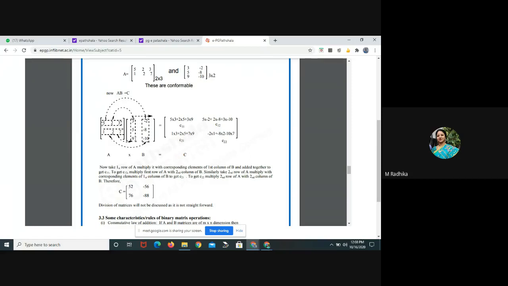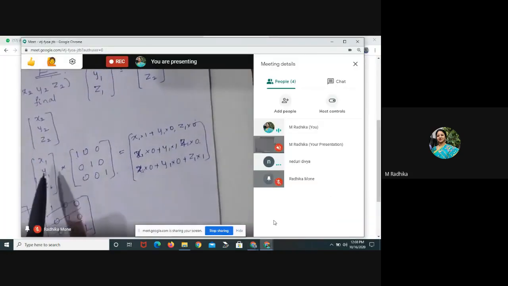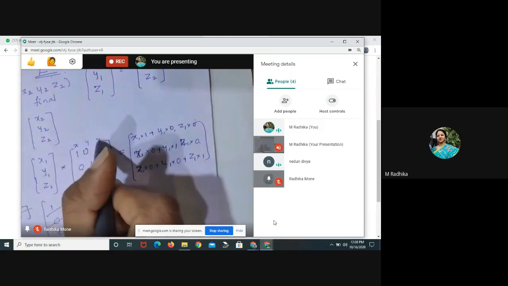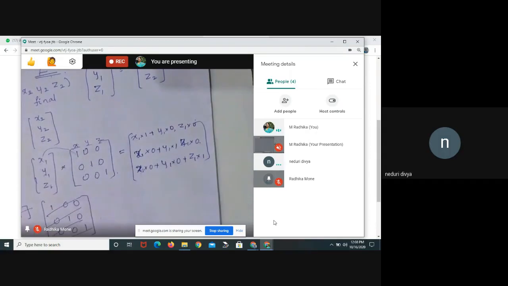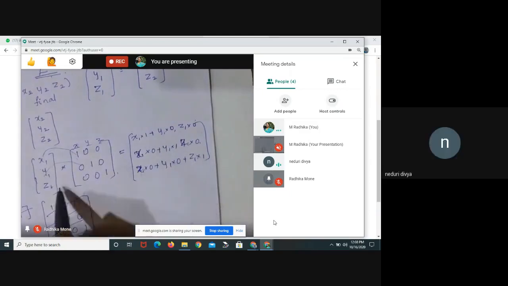So the way I have done it is correct. I'll just show you once again. I will explain once again. These are the x, these are the y, these are the z. Remember that. So x1 into 1, plus y1 into 0, then z1 into 0. Column into row, we have to do.